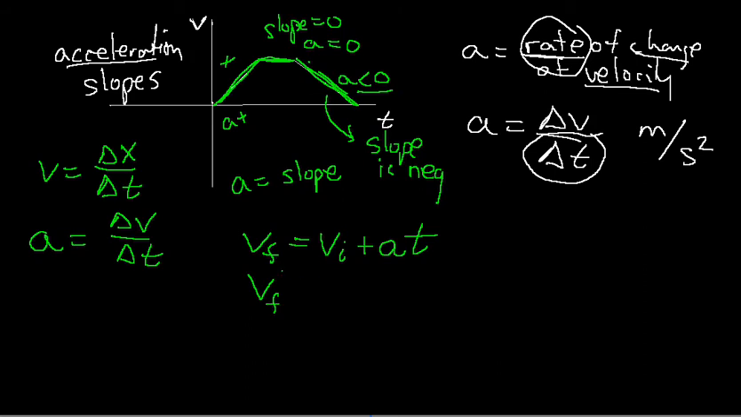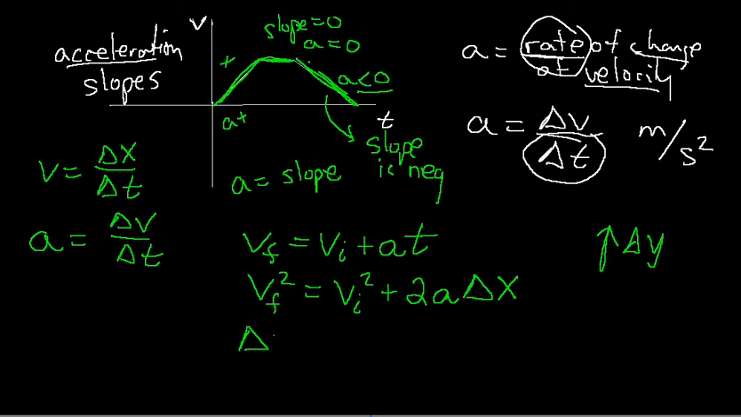In a like fashion, we could say that the final velocity squared is the initial velocity squared plus 2 times the acceleration times the change in position. Now, if we're talking about horizontal motion, we're talking about x position. If we're talking about vertical motion, we're talking about delta y. So you'd replace this with delta y. And your velocities initial and final are going to be with respect to vertical.